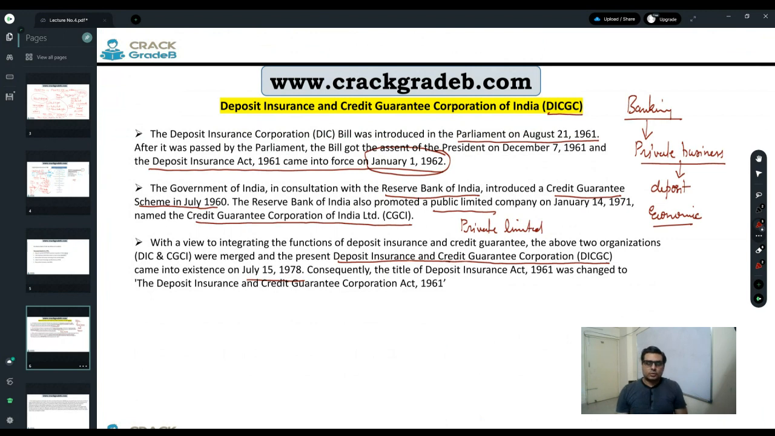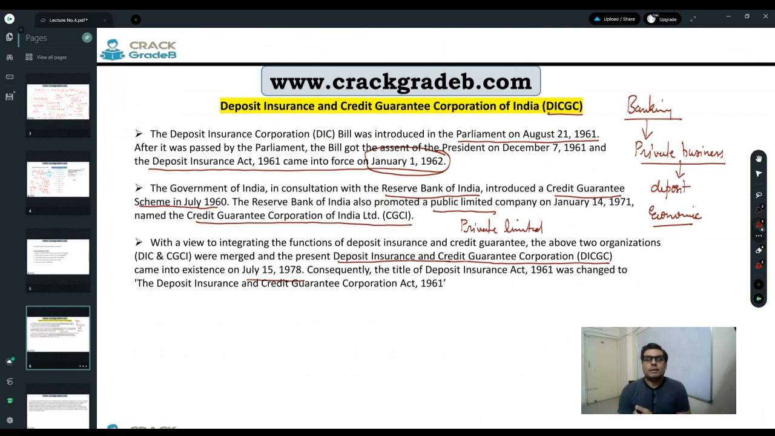Why were these two organizations merged? See, again, just repeating for your better understanding. Initially, when India got independence, banks were private, and people had no faith in the bank, about what would happen to their money if the bank were to collapse. So that is why the government established the deposit insurance company.